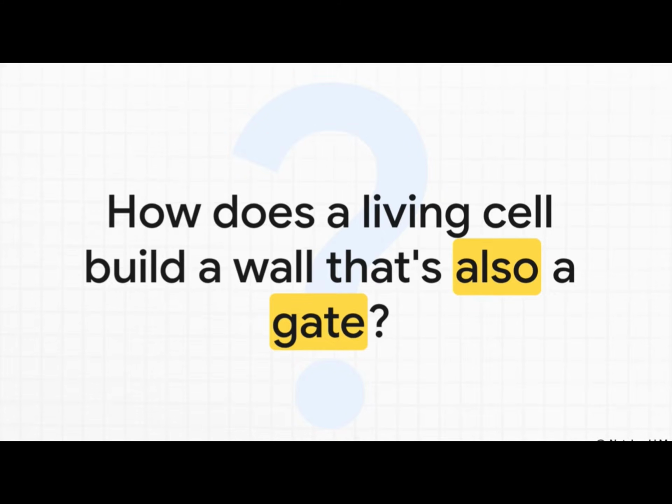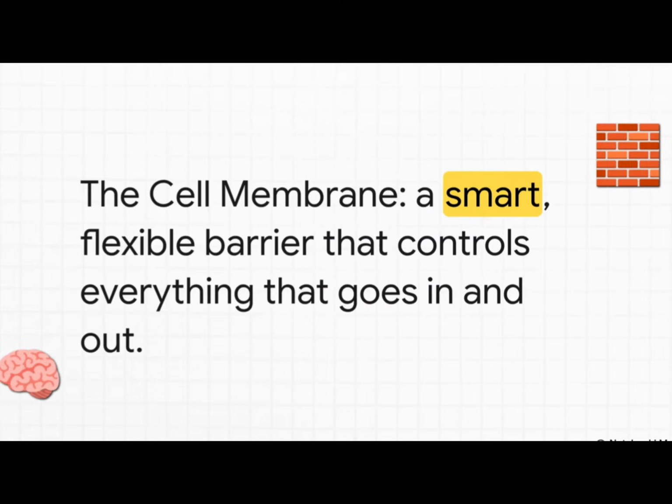Well, a cell is no different. So how on earth does it solve this paradox? How does it build a wall that is also a gate? Well, the answer, of course, is the cell membrane. And let me tell you, it's so much more than just a simple bag.